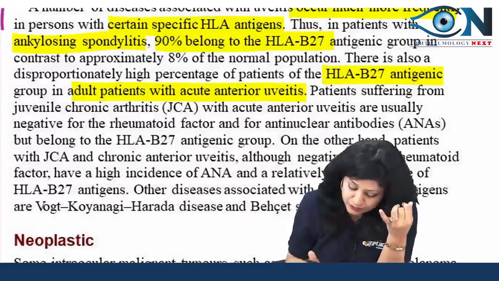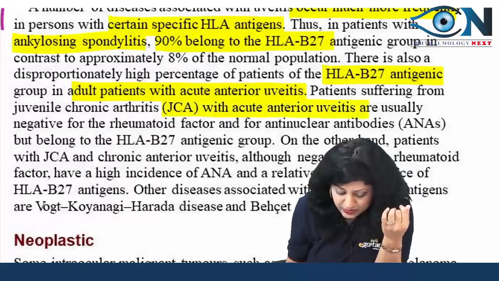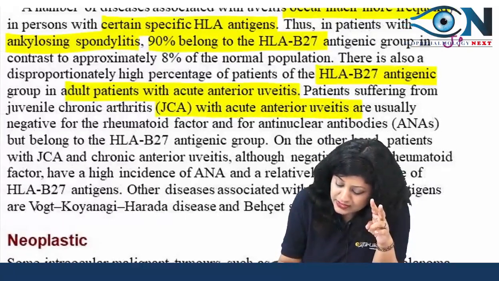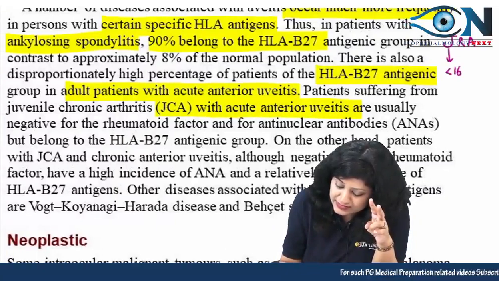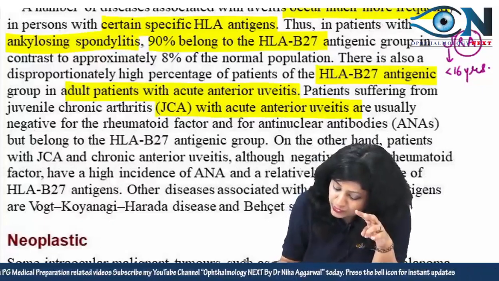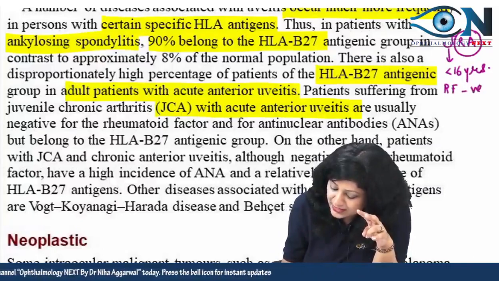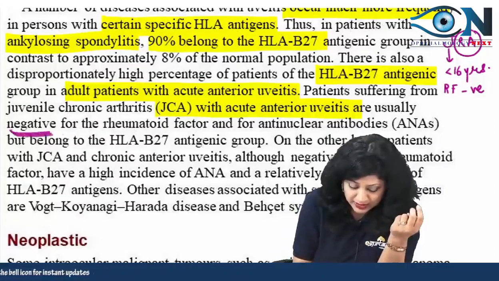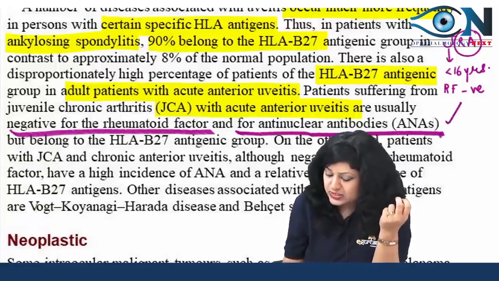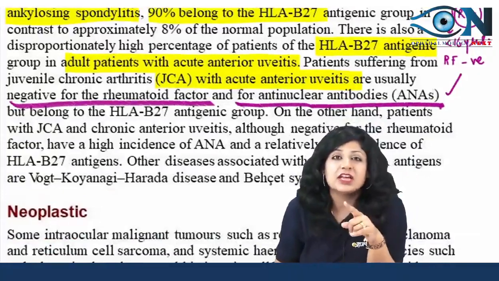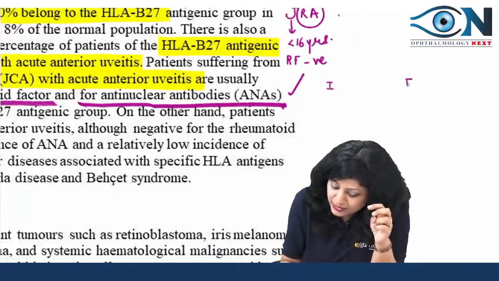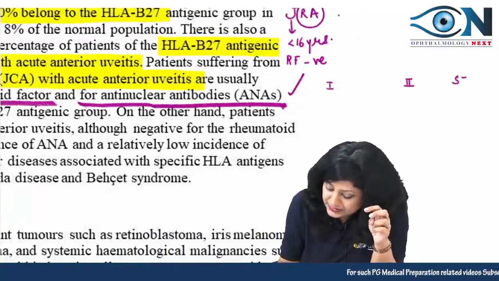Then the patients suffering from JCA also have acute anterior uveitis. Now juvenile rheumatoid arthritis, juvenile means less than 16 years. So these people are less than 16 years, plus it is not true rheumatoid arthritis because the rheumatoid factor is negative. So these two things will help me in making the diagnosis. They are negative for the rheumatoid factor and for the anti-nuclear antibodies. Now this is partially correct because not all types of JCA are negative. So if I have JRA, we have type 1, type 2, and then we have Still's disease.